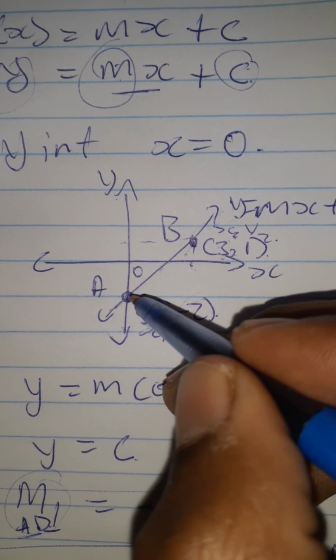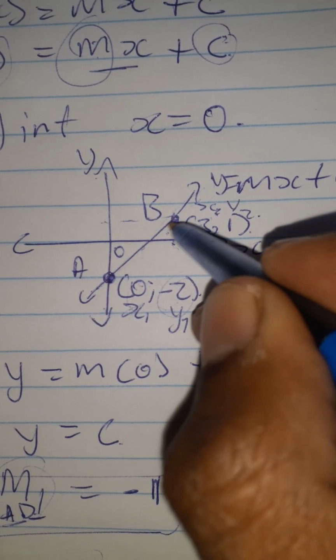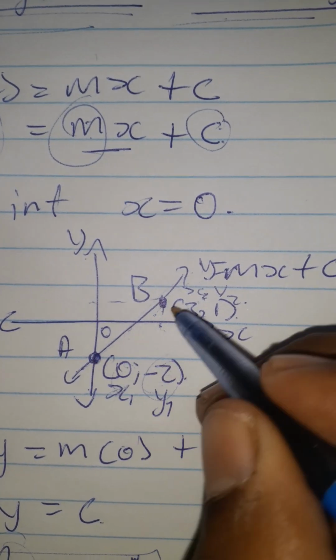Now the next formula that we have in analytical geometry is the distance formula. Say now we want the distance from A to B, or from B to A. How many units do we have between A and B? We will have the distance of AB is equal to the root.